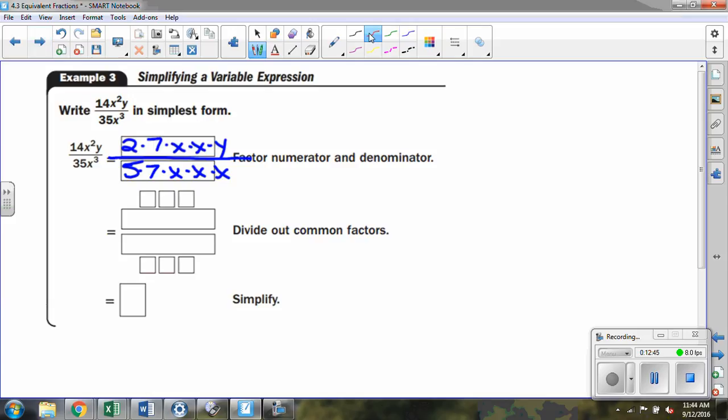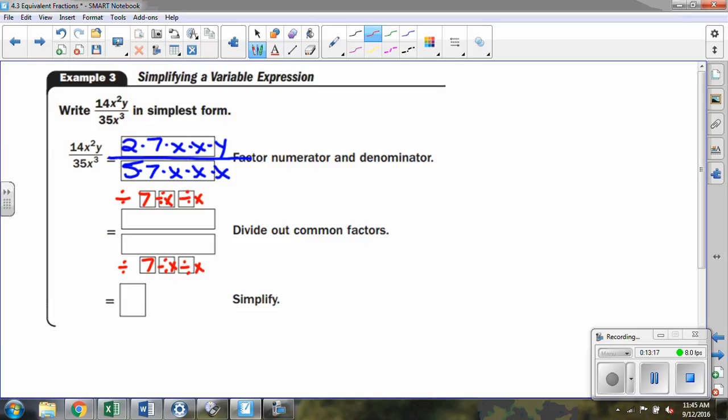Like before, we have to identify the things that they have in common, and we're going to divide them out. Well, what things do they have in common? They do have a common 7, so we are going to divide out by a 7 on the top, divide out by a 7 on the bottom. What else do they have in common? They have a common x. Anything else? A second common x, so we'll divide out by those as well.